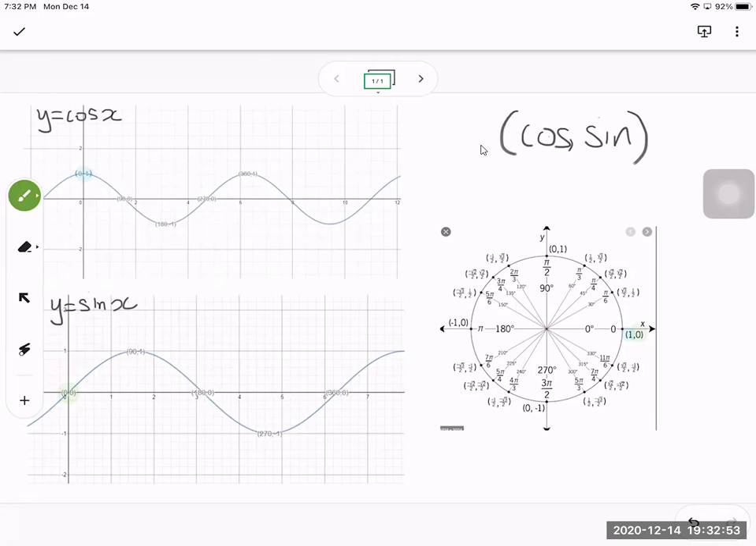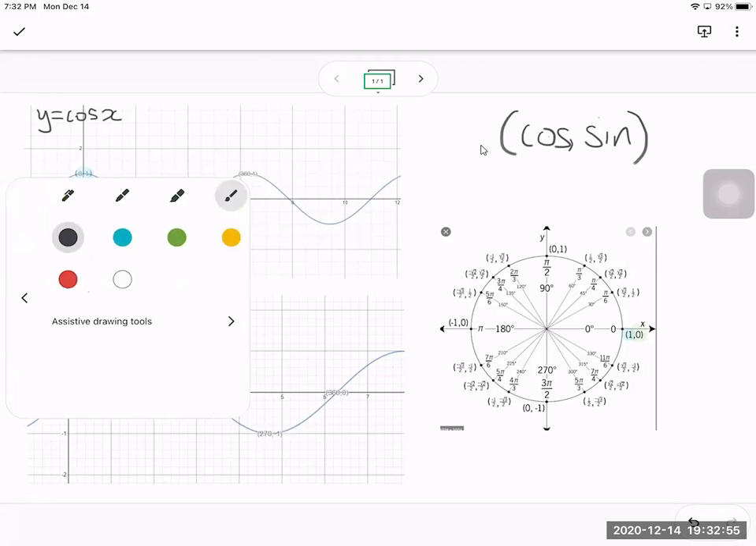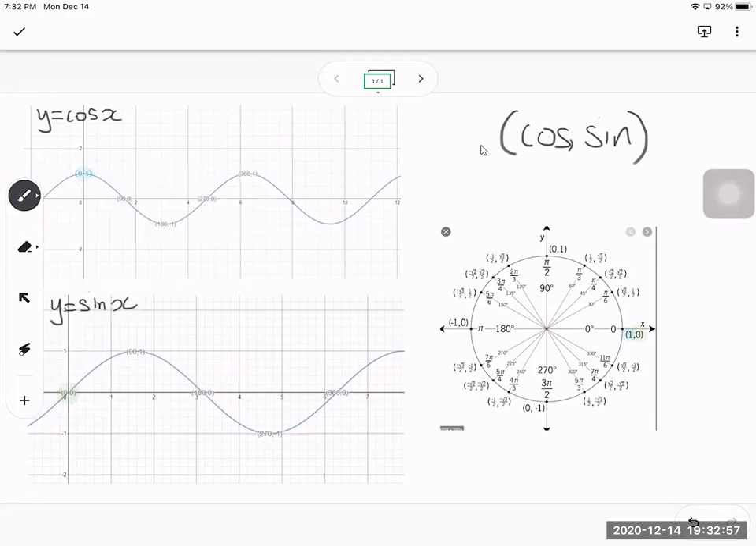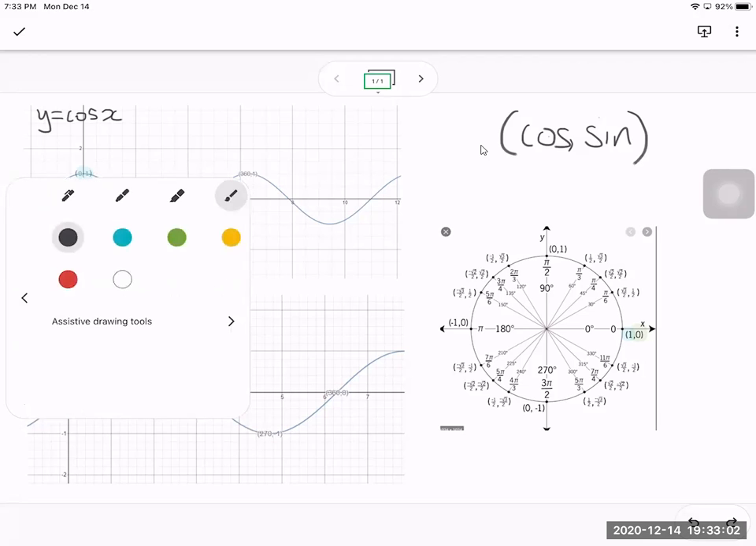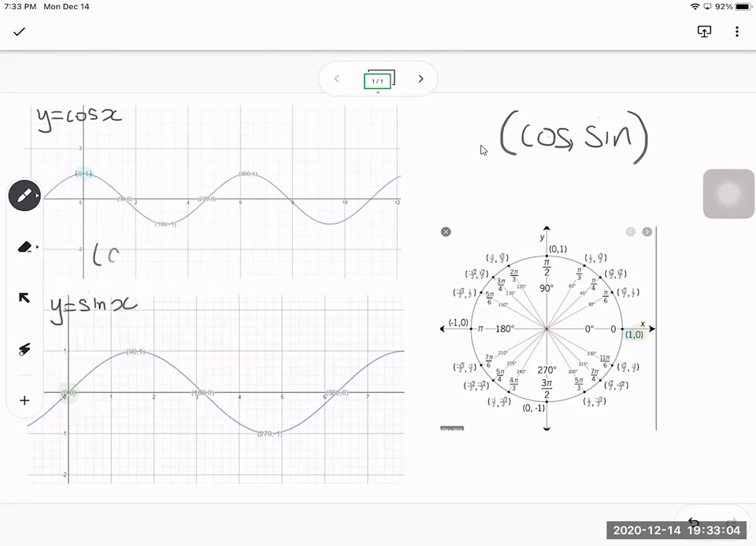So here, the way it works is the first value for any point is the angle. It's going to be angle, and then the value of the cosine of that angle. And for sine, it's again the angle and the value of the sine of that angle.